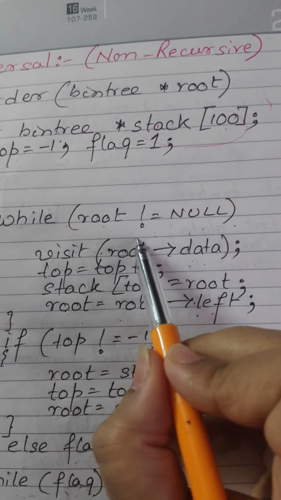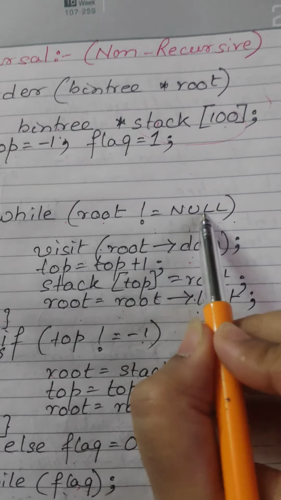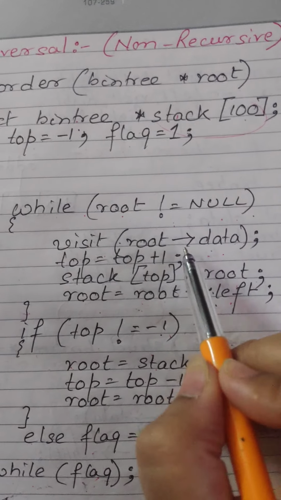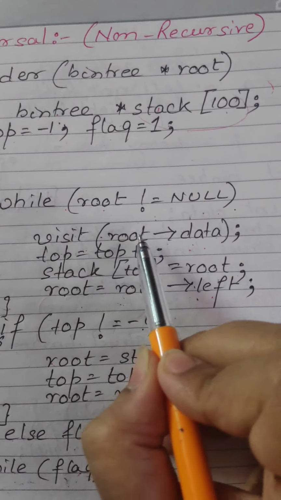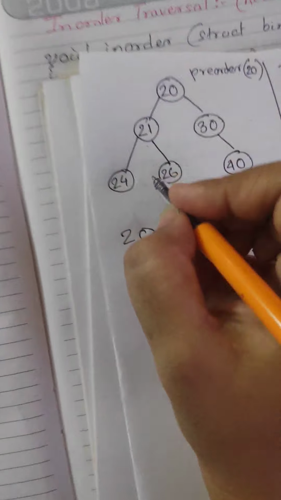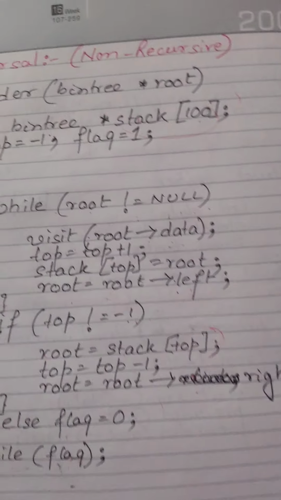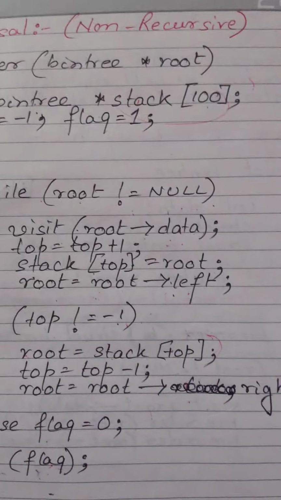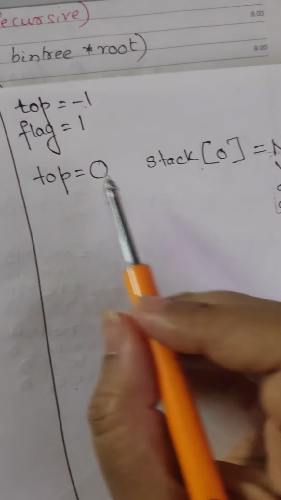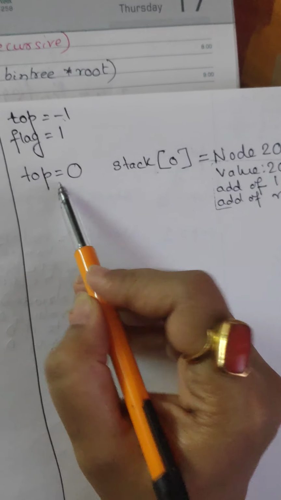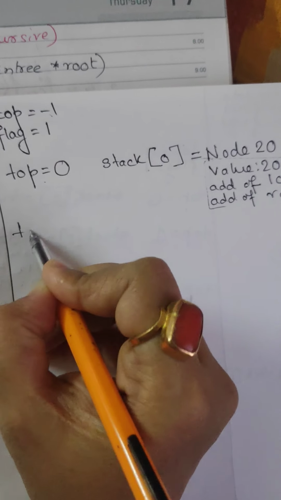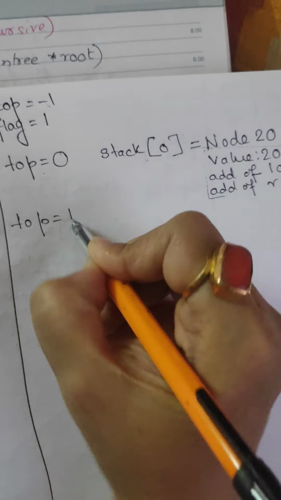So again the loop runs. 21 not equals to null, that is true. Again you enter the while condition, visit root data. That means again you display the value of the root, that is 21. Next, top is equals to top plus 1. So over here your top value was 0. So your top becomes 1.